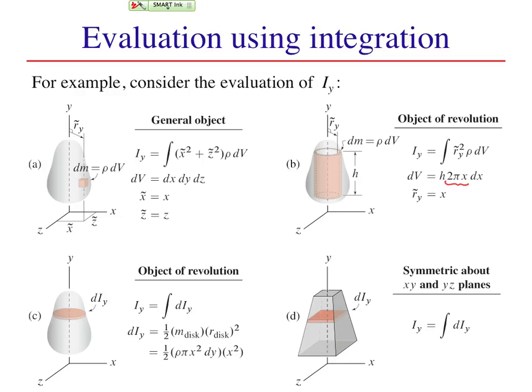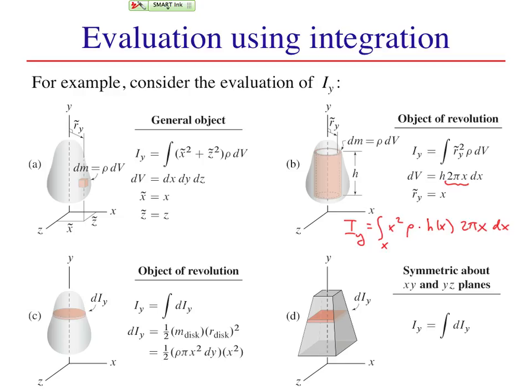So in this case, we have I_y is an integral or a sum over x, r_y tilde squared, which is x squared, times the density times the volume, h as a function of x, 2 pi x dx. An alternative one-dimensional approach is to integrate over y.